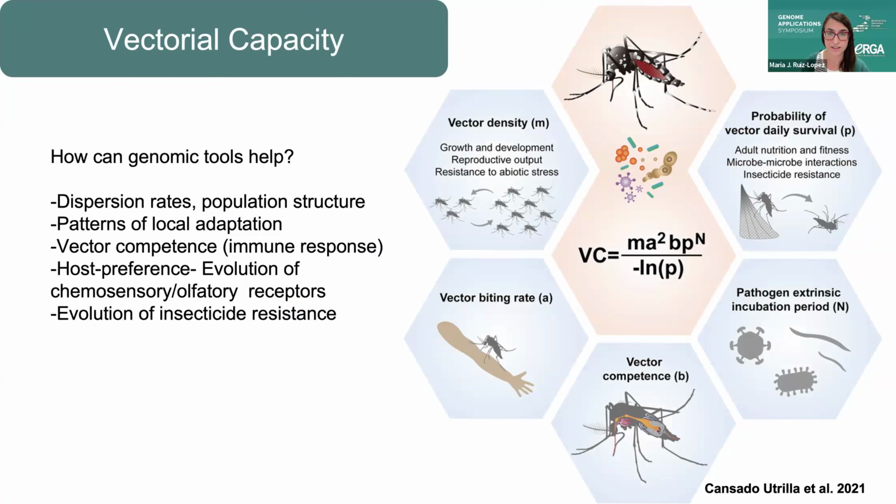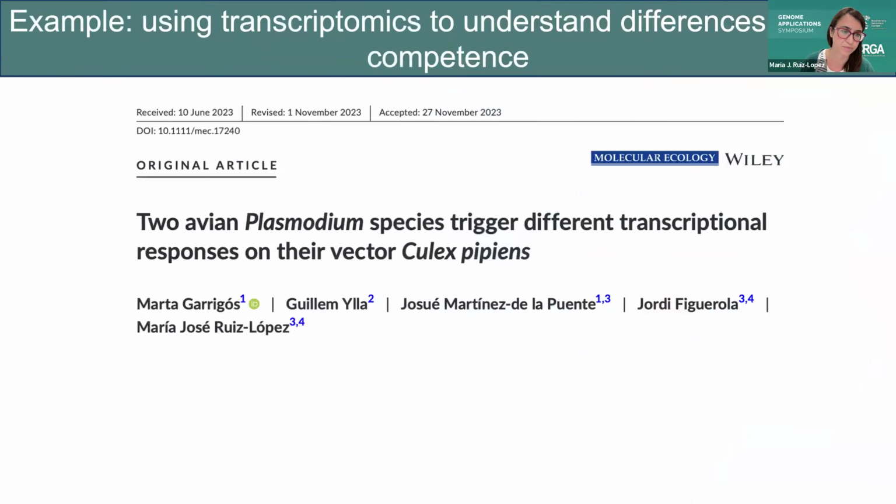What is the host preference? These 5 vectors feed on different animals, and this determines whether they are able to bite an infected bird or not, and we can study that through the evolution of chemosensory or olfactory receptors. Also, it is very important because we are in an outbreak area and these insects need to be controlled. We are using a lot of insecticides, which is one of the major examples of rapid adaptation. So the evolution of insecticide resistance can also be studied using genomic tools.